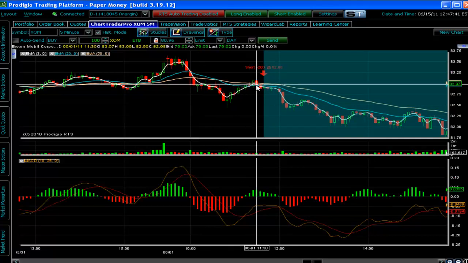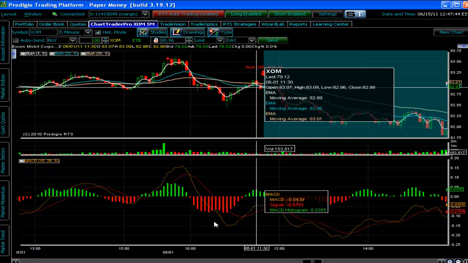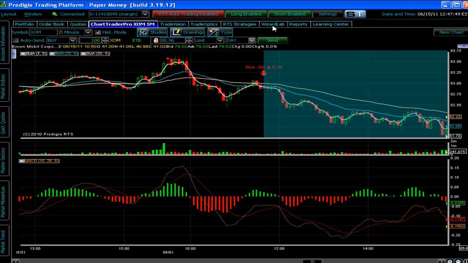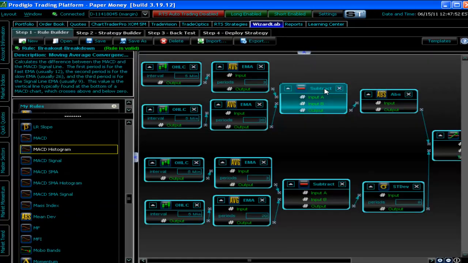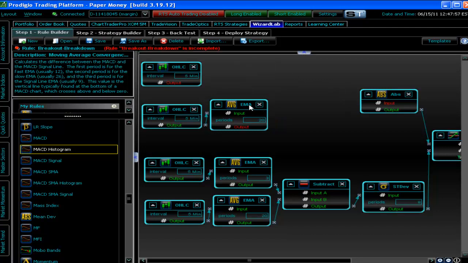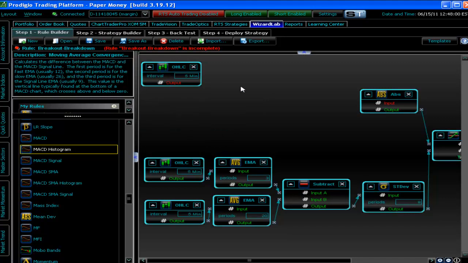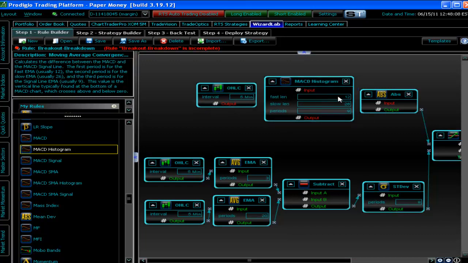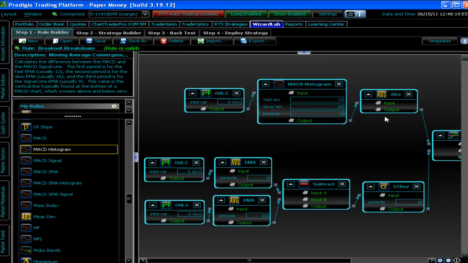Just like we took the difference of the white line and the cyan line, we're going to use this MACD histogram to represent that difference. So in order to replace it inside Wizard Lab, this represented the difference. I can now remove this. I can replace it with a MACD histogram. And I'll want to match my parameters to what I had on the chart, which was 10, 26, and 9. And now I'm kind of doing the same thing just on the MACD histogram.